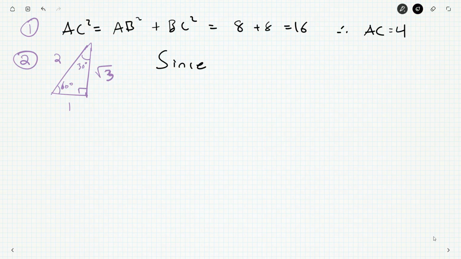So you could do some sines and cosines, whatever you want, but I'm going to say, since ACE is a 30, 60, 90 triangle, and they'll know what you're talking about. These people love 30, 60, 90 triangles. They pop up just about every other Euclid, I would say.